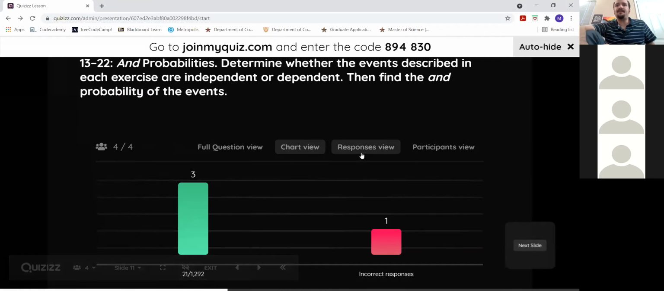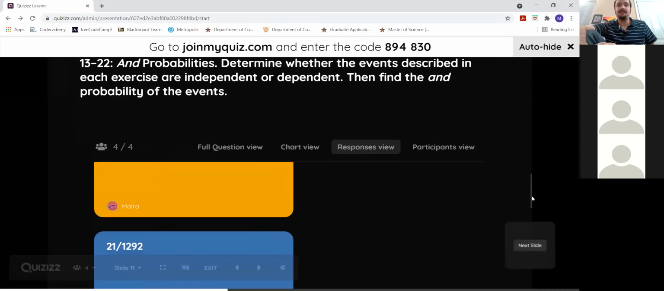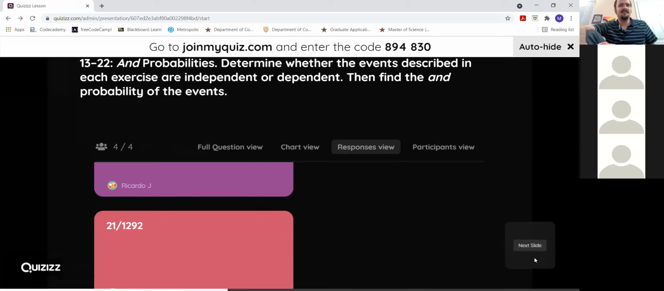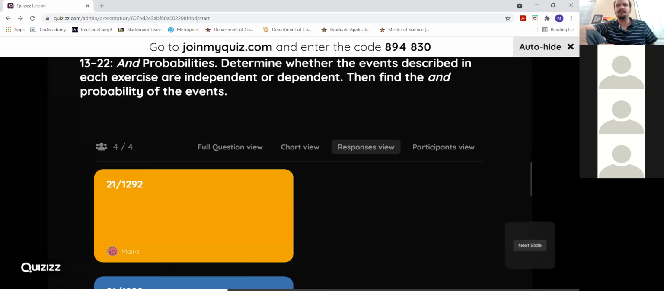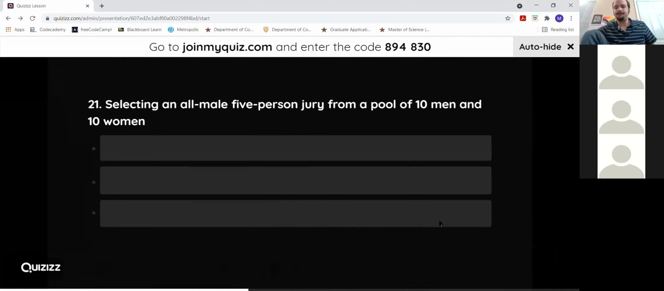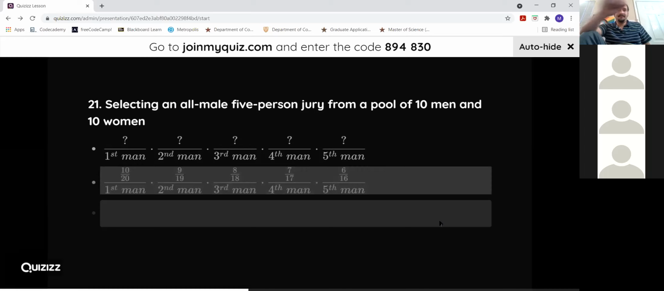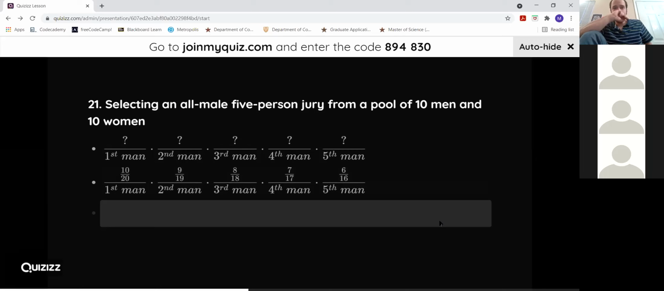21 out of 1292. My response is 21 out of 1292. What'd you tell me? 7? I'm not sure I'm getting 7. I think you're off by a factor of 3 somehow there. But you want 5 men? There's your 5 guys.